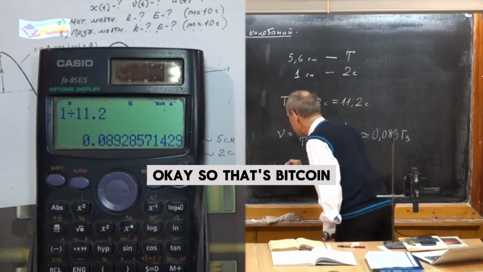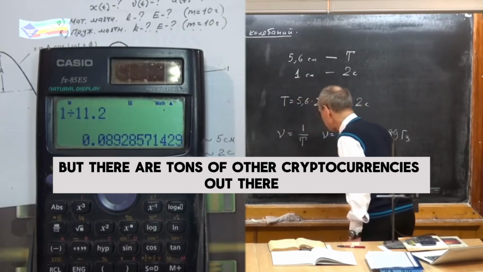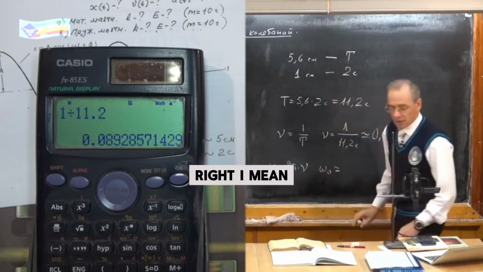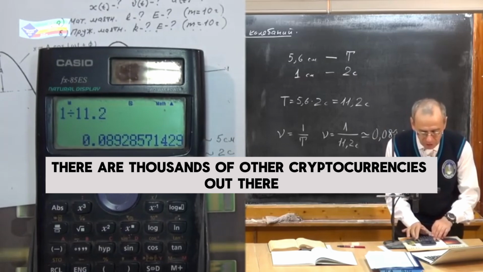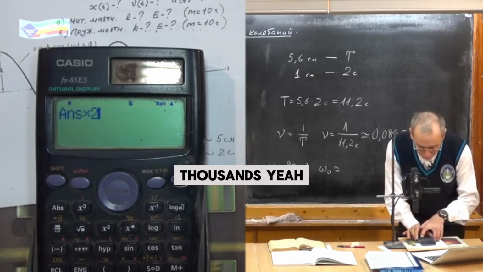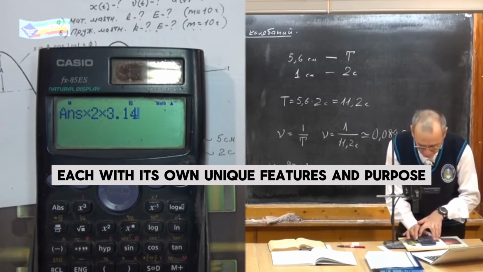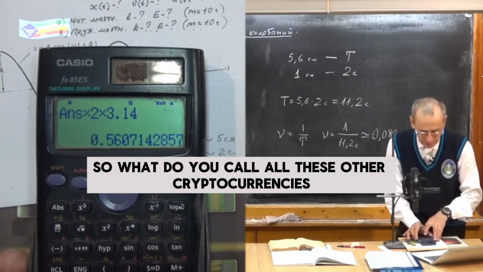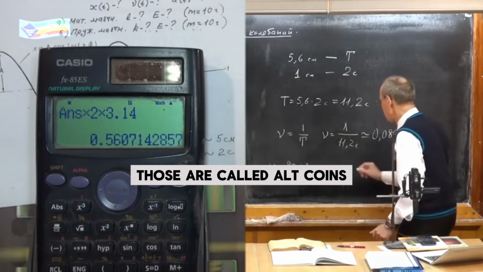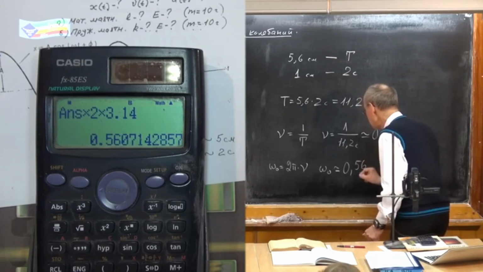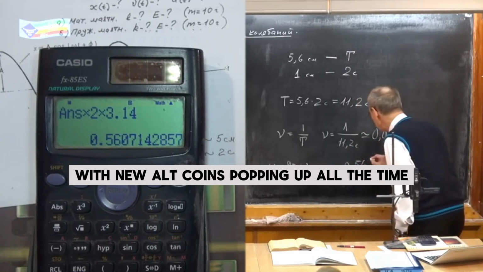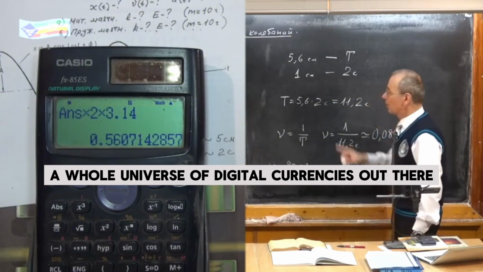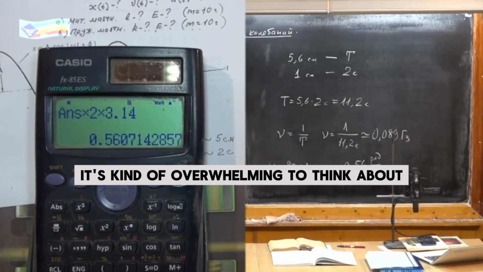Okay, so that's Bitcoin. But there are tons of other cryptocurrencies out there, right? I mean, Bitcoin's not the only game in town. Oh, definitely not. In fact, there are thousands of other cryptocurrencies out there. Thousands. Yeah, each with its own unique features and purpose. So what do you call all these other cryptocurrencies? Those are called altcoins, short for alternative coins. And the landscape is constantly changing, with new altcoins popping up all the time. Wow, so it's like a whole universe of digital currencies out there. It's kind of overwhelming to think about.